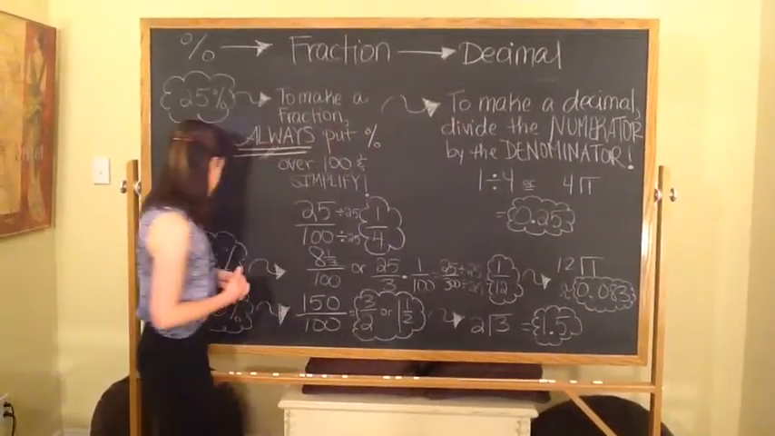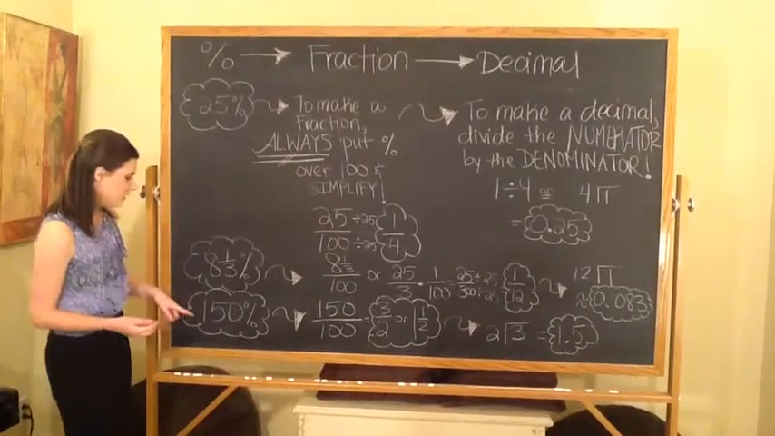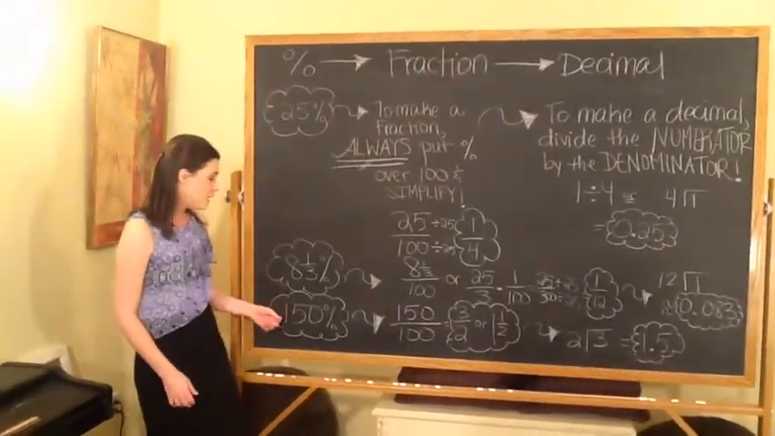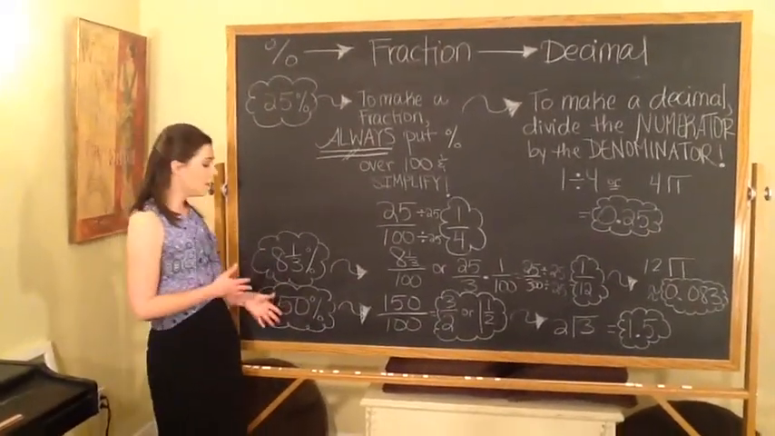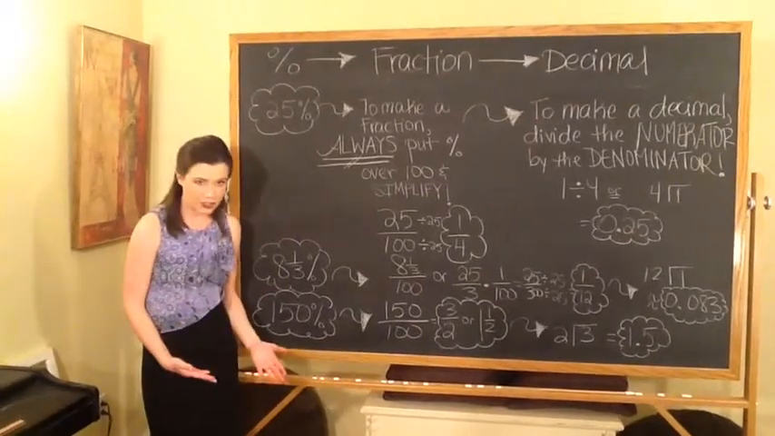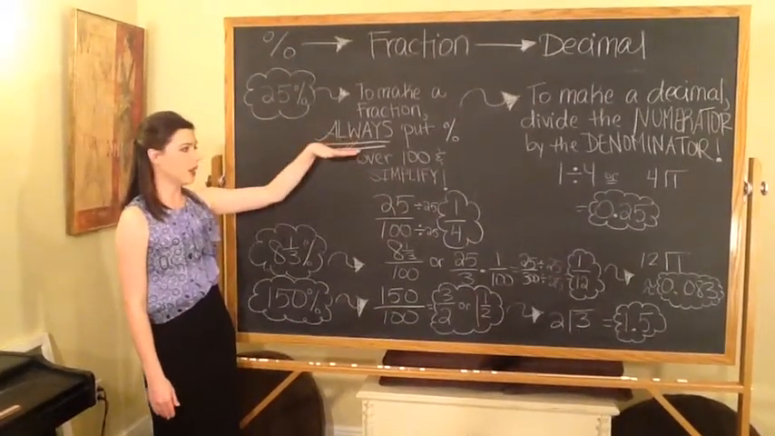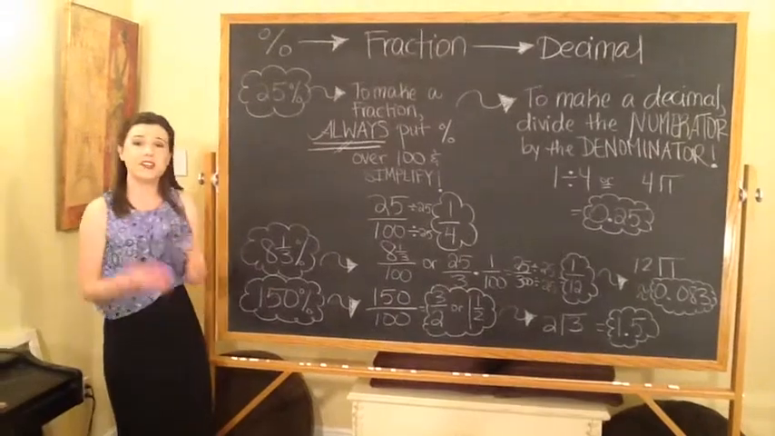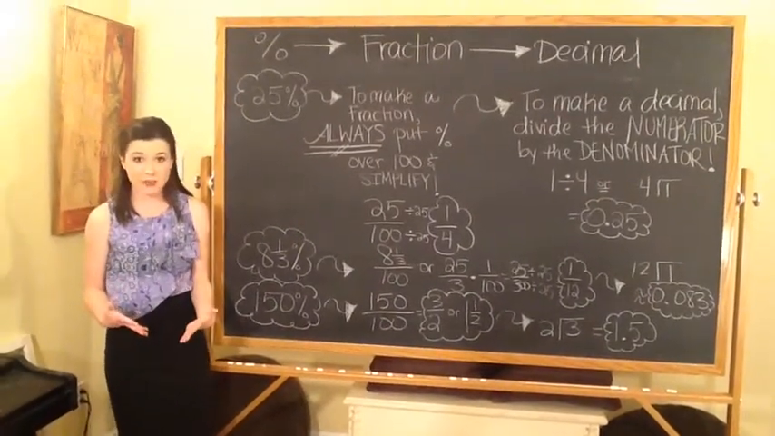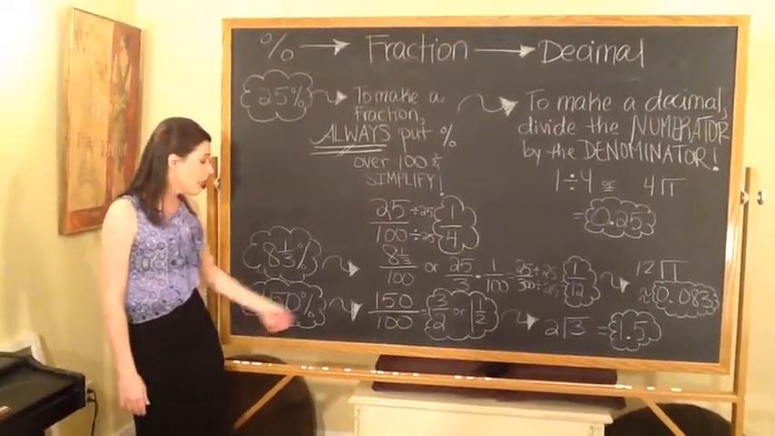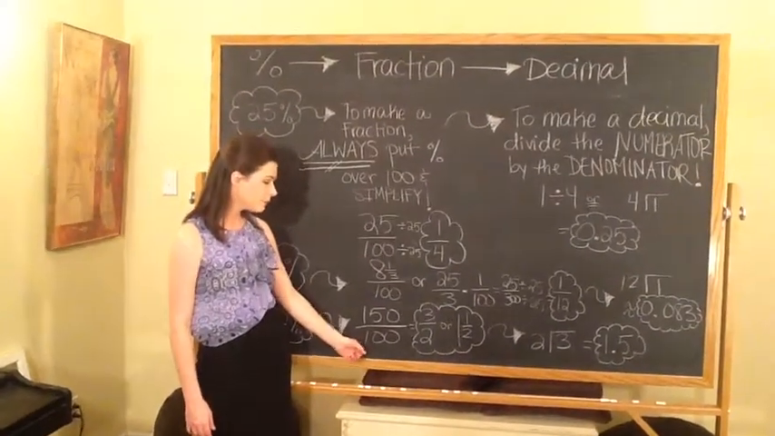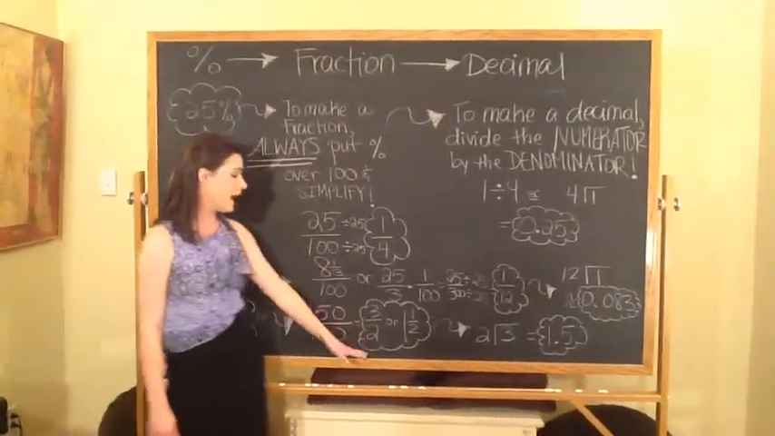Alright, let's go ahead and look at this example right here. So we have 150%. So if we want to change 150% to a fraction, we are always going to put it over 100. So even though 150 is bigger than 100, that's fine. We just always put it over 100. So we have 150 over 100, and then we're going to simplify it down and get 3 halves, or 1 1/2.